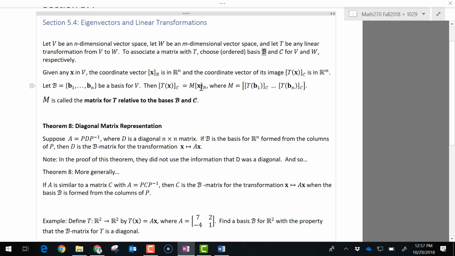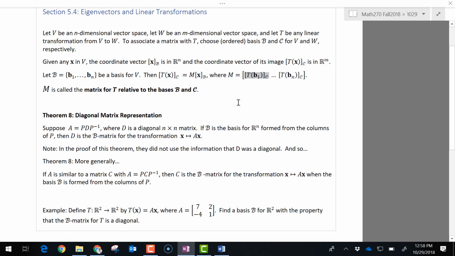So a vector in the domain is called x with a subscript of B, because that's the basis. And a vector in the range would be the vector with a subscript of C, because that's the basis. And so that matrix that you create is a matrix relative to the basis, the matrix for T relative to the basis.